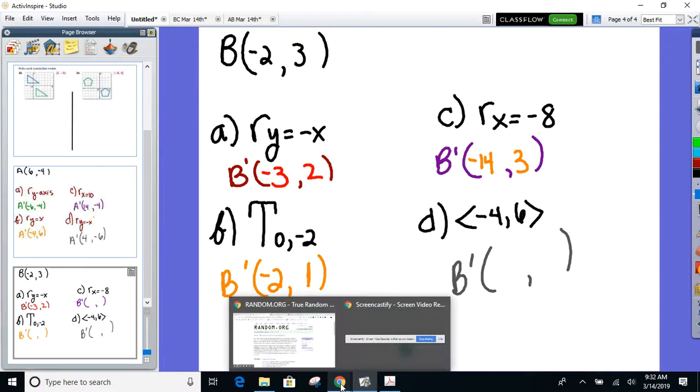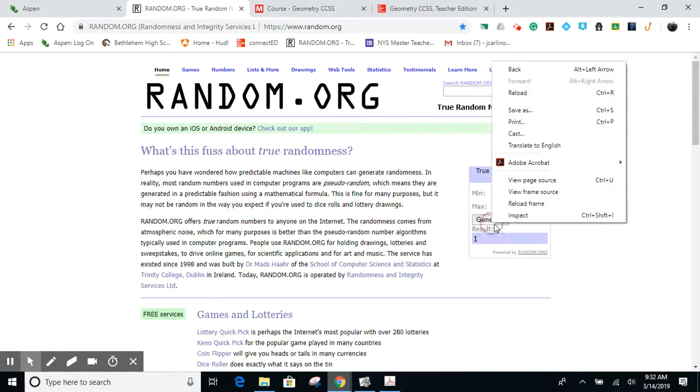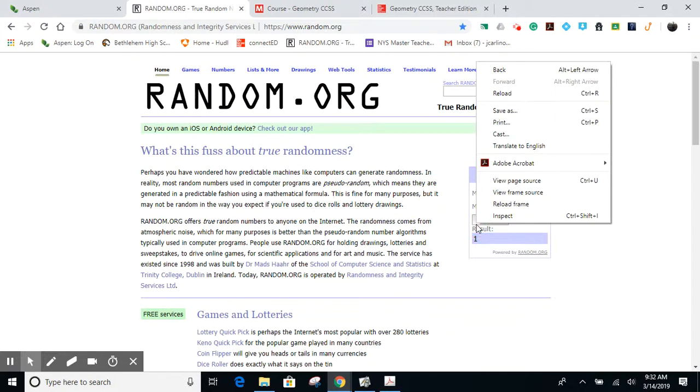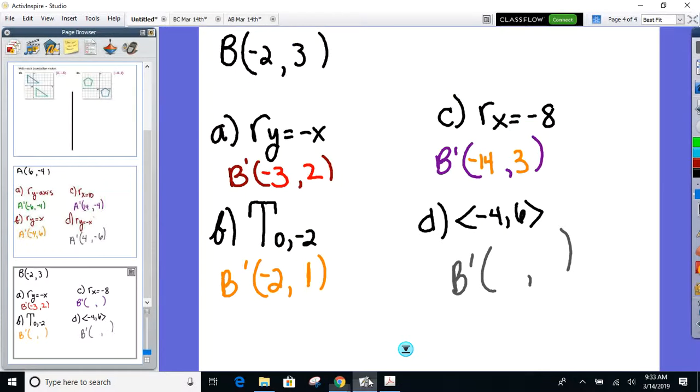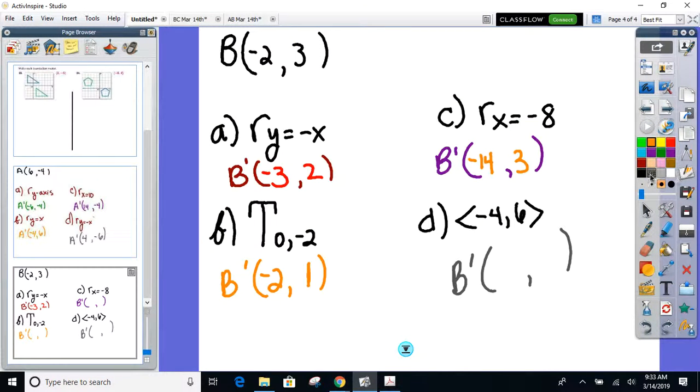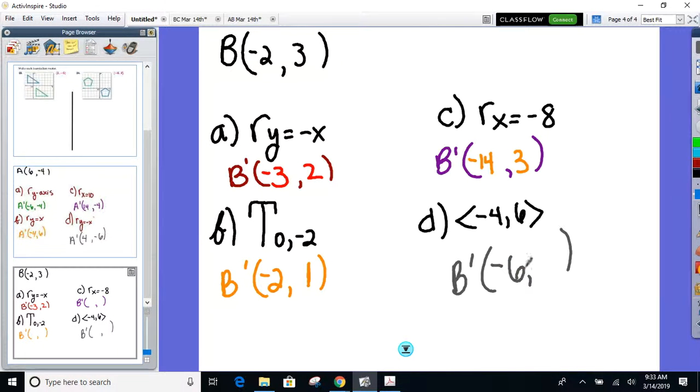And part D. Where do you end up? Maybe. There we go. 14, where do we end up? -6. Yep, and 9. Perfect. Left 4, up 6. Left 4, up 6. Or again, add the coordinates together. All right, when you're doing a translation, you can add the coordinates. All right, nice job. Anything there? Basic review.